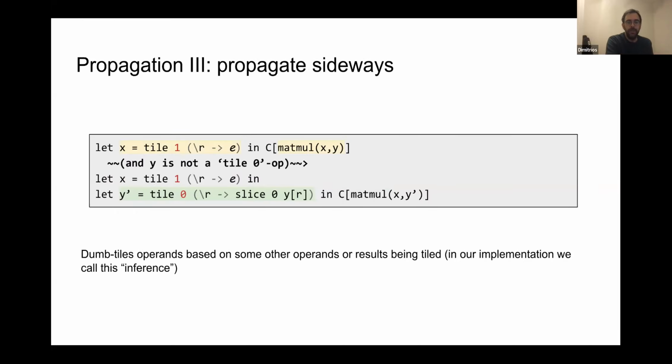And then we see here a more exotic form of propagation, which is, if we see a matrix multiplication operation, for example, where one of the arguments is tiled on one dimension, then we can look in our registry and say, wouldn't it be really wonderful if the second operand was tiled on the 0 dimension? Because then we could create a loop for it. So in that case, that's what we do. We create a tiling of the other operand in case some operands or results are tiled or sliced. So we call this inference.